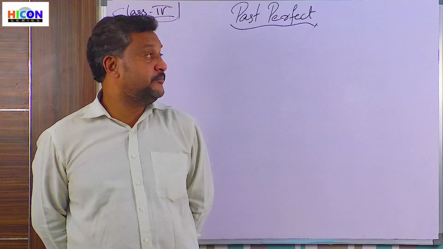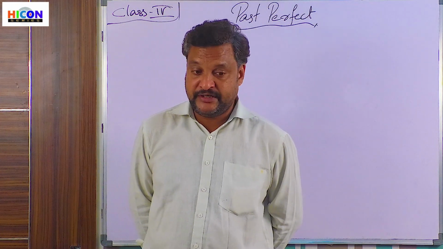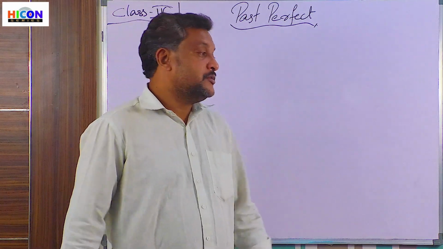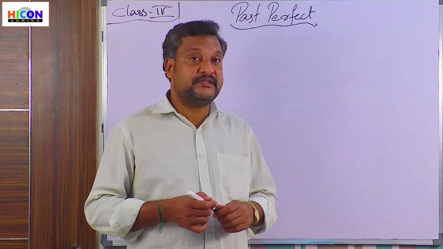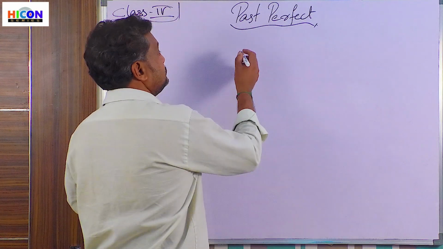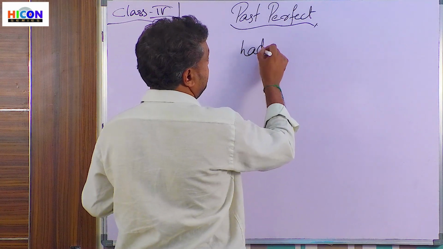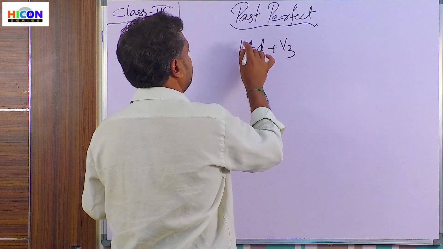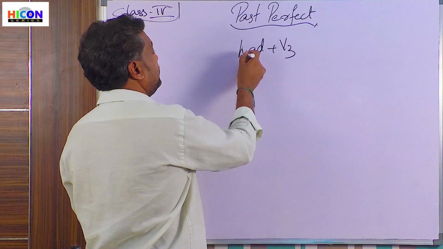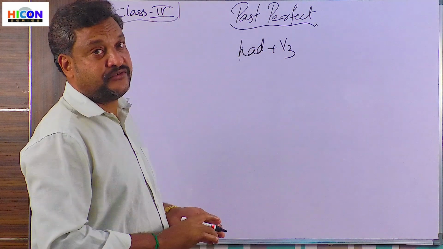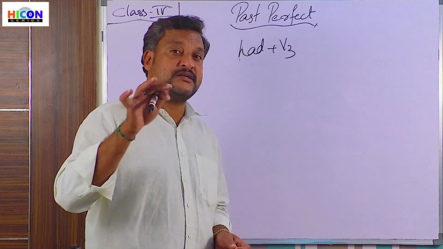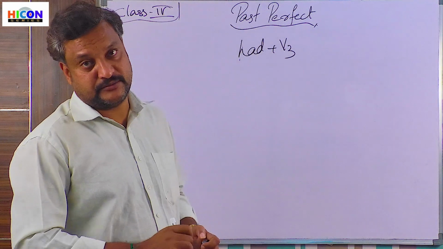Okay, so we have completed the past continuous and now it is past perfect tense. Okay, so past perfect tense structure: had plus V3. Okay, had plus V3, third form of the verb. Means what? Past participle form of the verb.